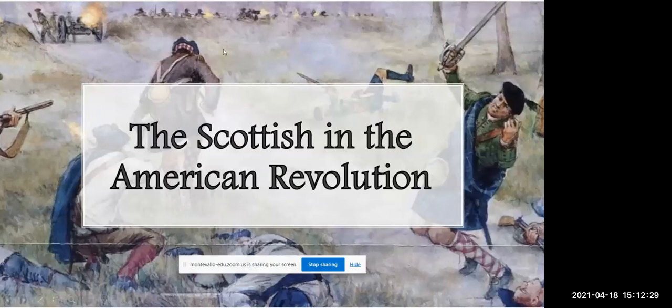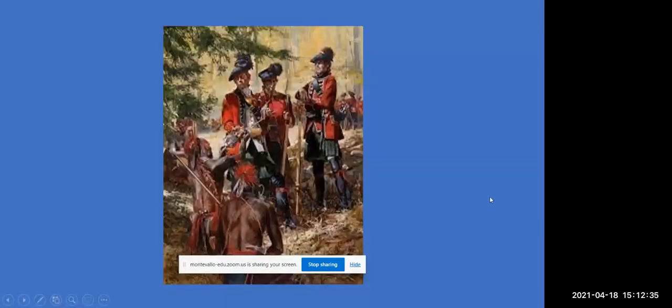My program today is the Scottish in the American Revolution. During the 1770s, the majority of Scots in America either sided with the crown, moved away either to Canada or returned home to Scotland, or remained neutral to the conflict.